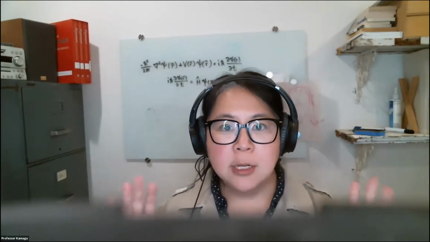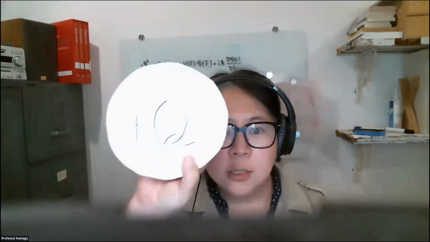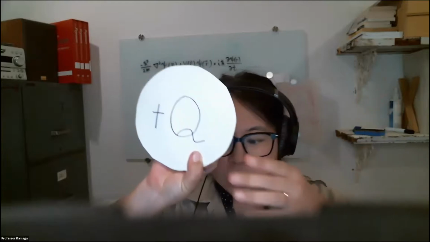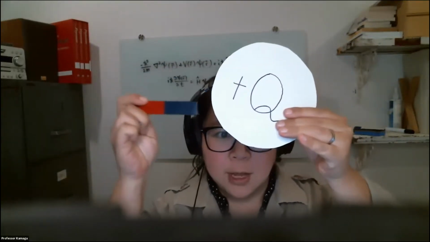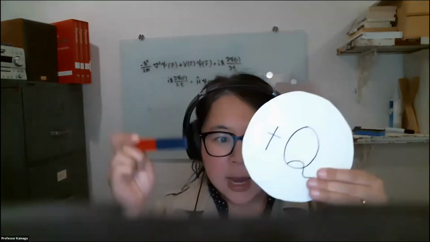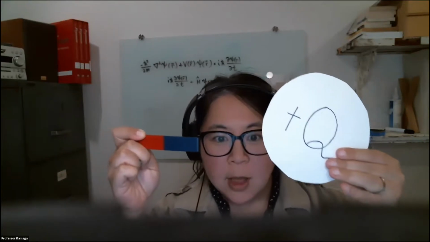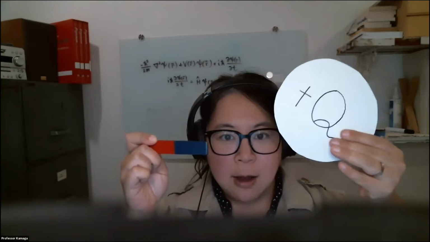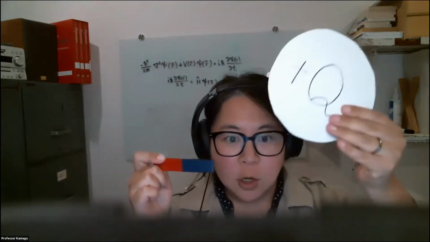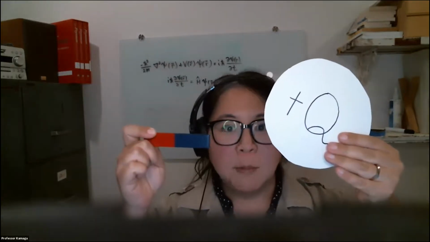I keep saying it's the moving electric charge. If you have a stationary charge, if the charge is not moving, there is no magnetic force. It doesn't do anything. This charge has to be moving in the external magnetic field, then it will feel a magnetic force. So the motion matters, and the direction of motion relative to the magnetic field matters.